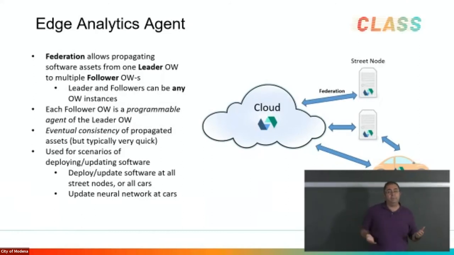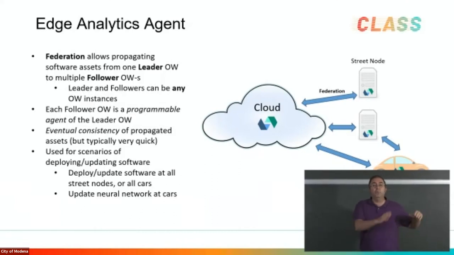Federation is a system we built on top of OpenWhisk that allows us to basically propagate software assets from one OpenWhisk instance, say, running in the cloud, to multiple OpenWhisk instances that could be running in edge nodes. The origin, where we deploy the assets, is called the leader, and the targets where the assets are propagated to are the followers. The leader and the followers, of course, can be any OpenWhisk instances. So it doesn't have to be a cloud and edge. It can also be a multi-cloud scenario. But the idea here is that each follower OpenWhisk basically becomes a programmable agent of the leader OpenWhisk.